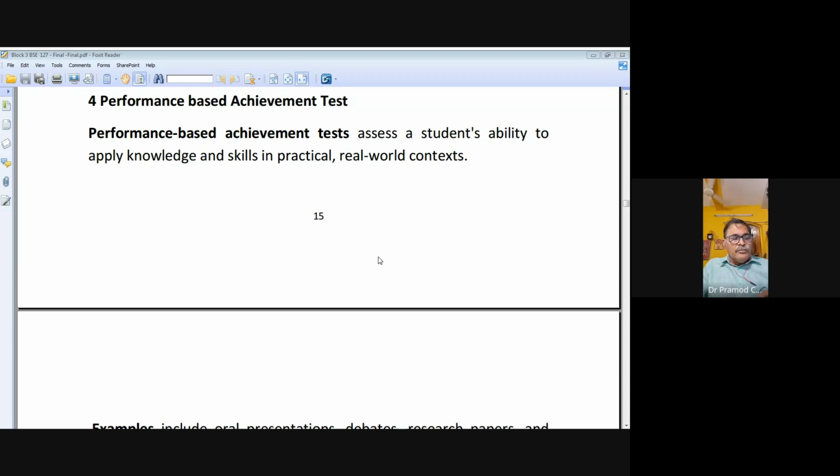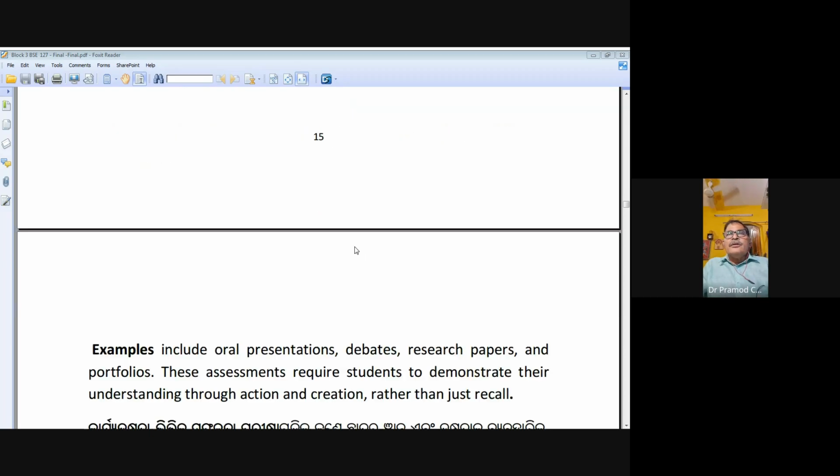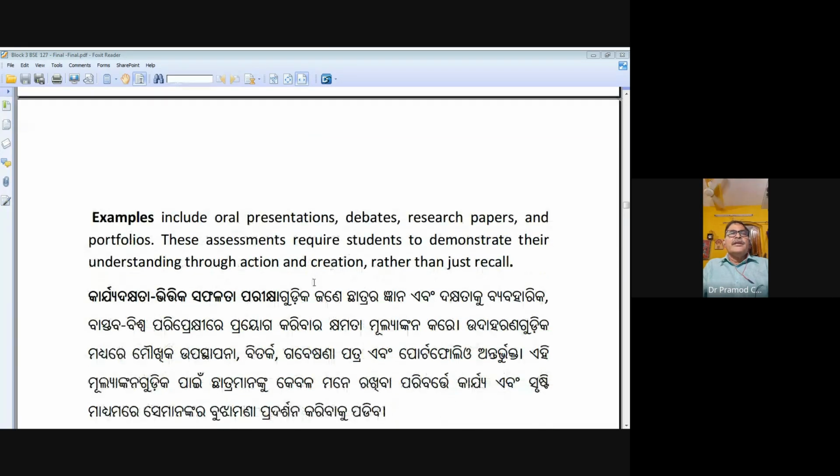Theoretical knowledge is not more important, but practical knowledge is very important. Suppose oral presentation is there, debate is there, research papers when we are writing, and portfolios are also there. Previously I told you regarding portfolios, but now you can say that a portfolio is nothing but a collection. In Oriya we can say investment list. We have to collect something and keep it, and we utilize it for different purposes.